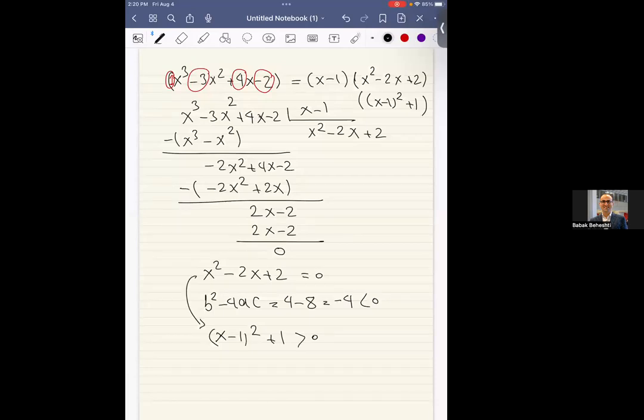Now that's it. So there is only one root, that is x equals 1. So you have one linear factor and one quadratic factor.